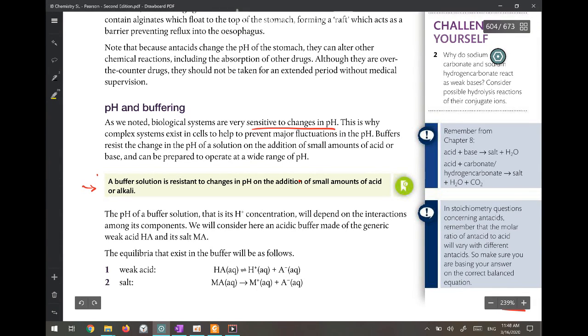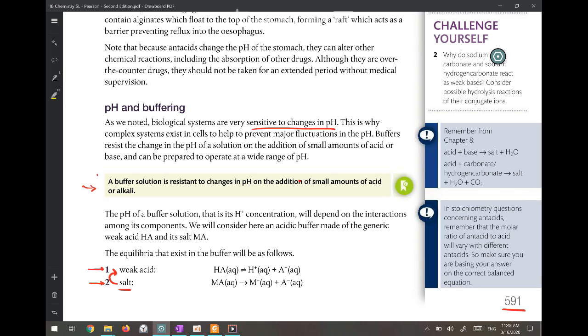Okay, let's come back to your textbook. We said the buffer is a weak acid and its salt. This salt actually produces the conjugate base of this weak acid. We have some assumptions here.